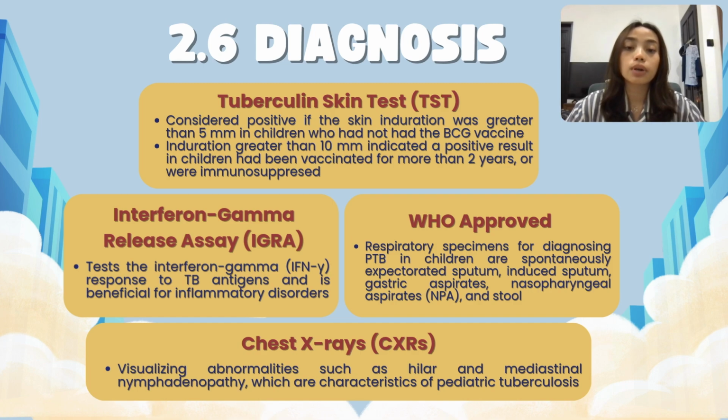The WHO-approved respiratory specimens for diagnosing tuberculosis in children are spontaneously expectorated sputum, induced sputum, gastric aspirates, nasopharyngeal aspirates, and also stool. The WHO-approved tuberculin skin test and the interferon gamma release assay determine the existence of an immunological response to tuberculin antigens. For the interpretation of the result, you guys can see on the slide.